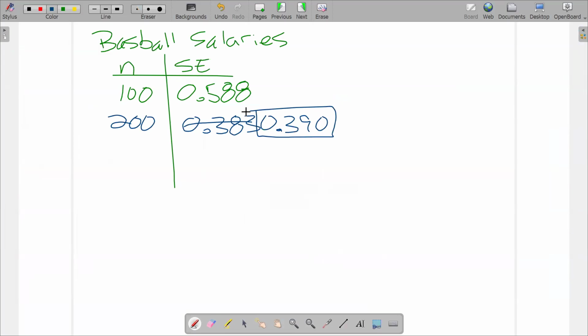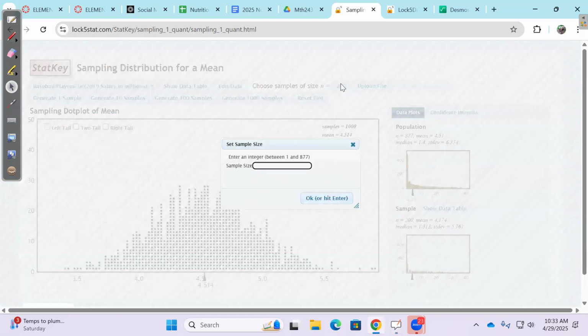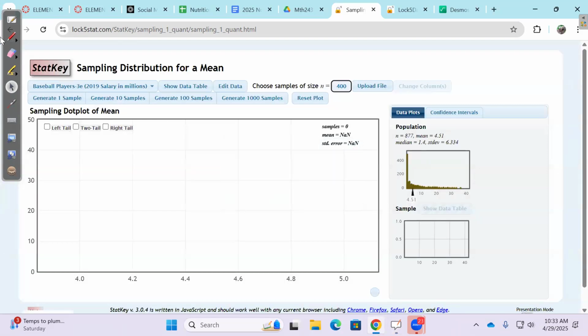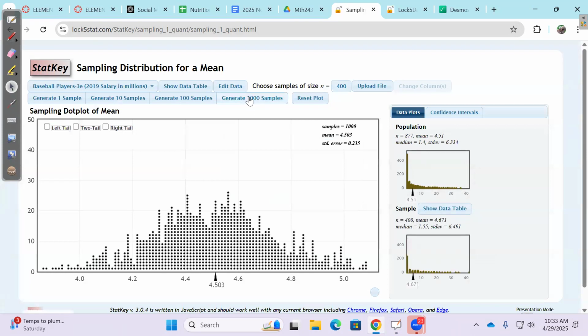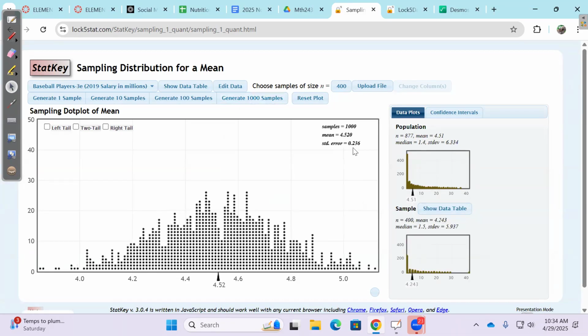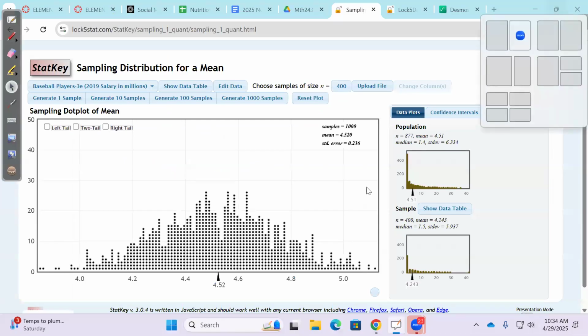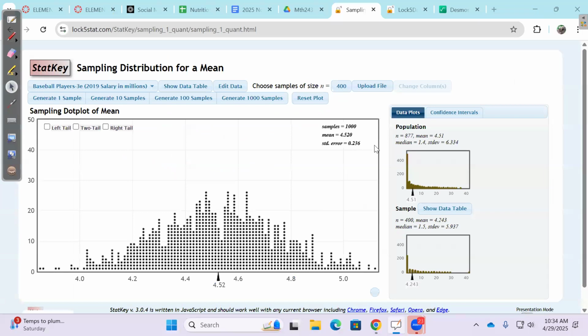Okay, let's do a couple more. Let's go with a sample size of 400 for fun. So change the sample size to 400. Generate 1,000. Now, usually I do more than 1,000, like 5,000, but I just want to get this done quick. 0.235. Reset, try again: 0.235. Reset, try again: 0.236. All right. With the higher sample size, the standard error is kind of stabilizing a little bit. So for 400, 0.235-ish. I saw the 0.235 a couple of times, so I'm just going to go with that one.